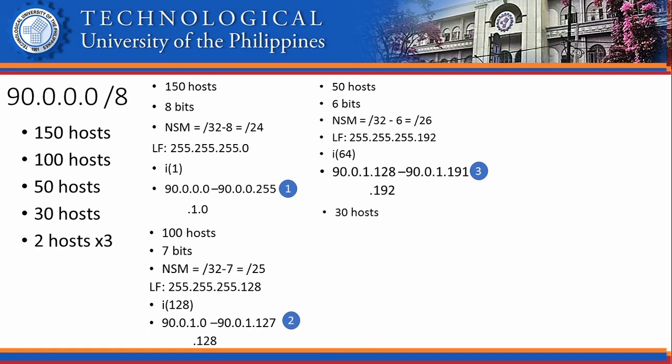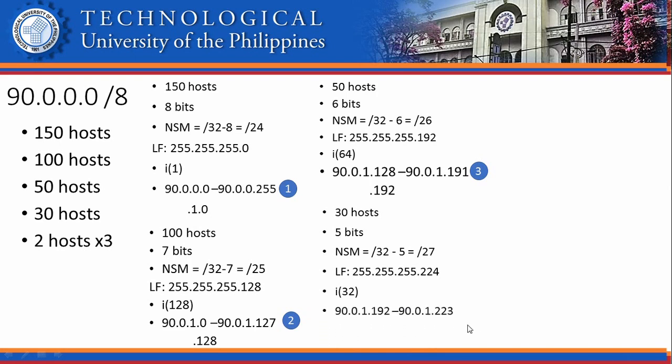Okay, for our 30 hosts, no, we have 5 bits there. And for our new subnet mask, it is 32 minus 5 is equals to /27. Okay? And for our long format, we have 255.255.255.224. Okay? And we have increment of 32. And sa range natin, saan na tayo mag-start? Ano na yung gagamitin natin na network address? Ito na, yung 0.192 na. Okay? Kasi dyan tayo natapos sa last natin na host requirement. No? So, dyan na tayo mag-start this time.